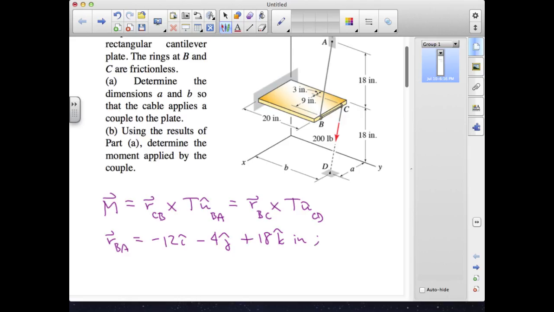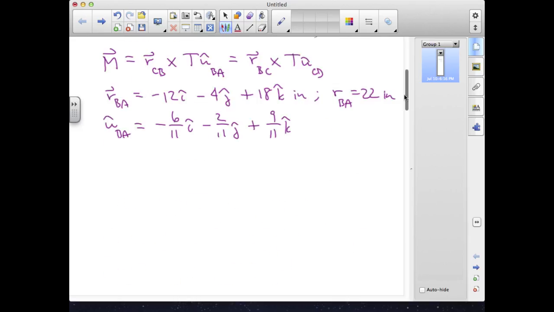The magnitude of RBA is 22 inches, and the unit vector then is RBA divided by its own magnitude, which is minus 6/11 in I, minus 2/11 in J, and plus 9/11 in K. The moment is then 9I inches crossed into 200 pounds on this unit vector UBA.